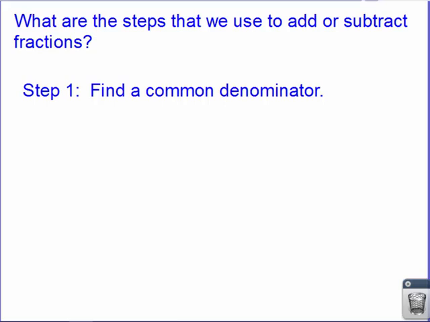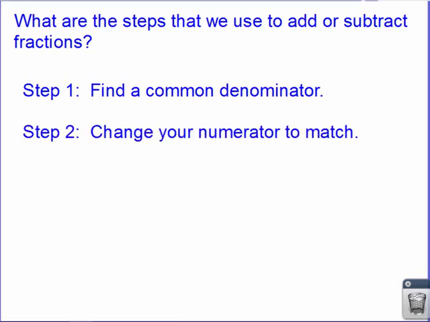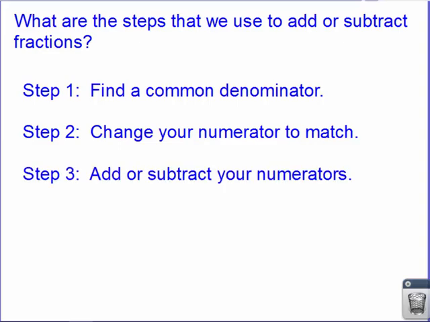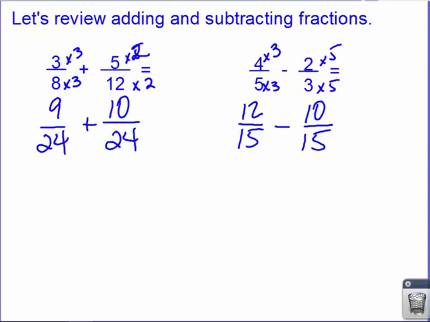Okay, so the first step, find a common denominator. Second step, change your numerator to match. The third thing, add or subtract your numerators. Okay, so we're ready to do some work. Here I've got 9 24ths, here I've got 10 24ths, so that means I have 19 24ths all together. Okay, so on this one, instead of adding, we subtract. Here I've got 12 15ths, I take away 10 of them, I only have 2 15ths left.